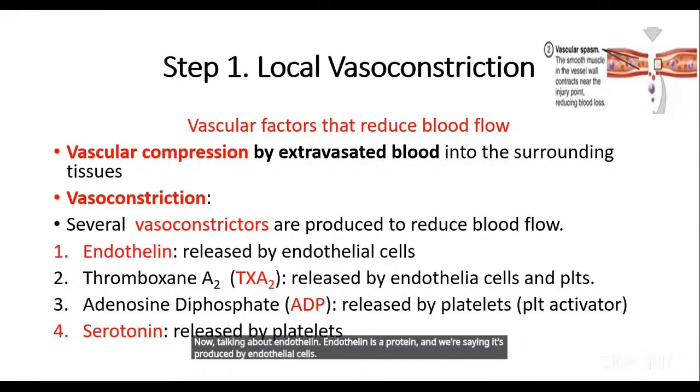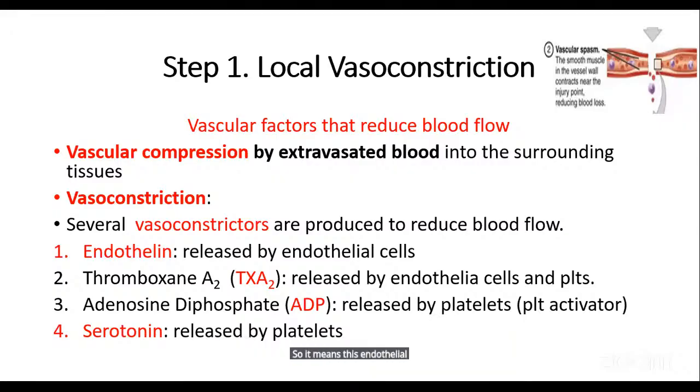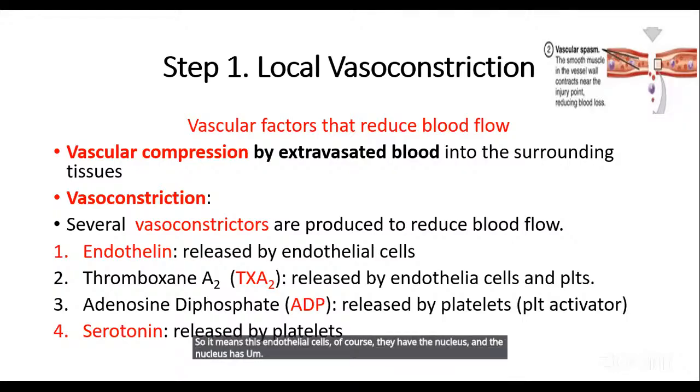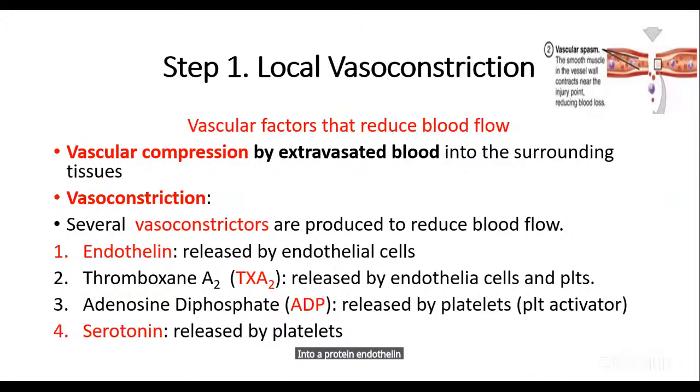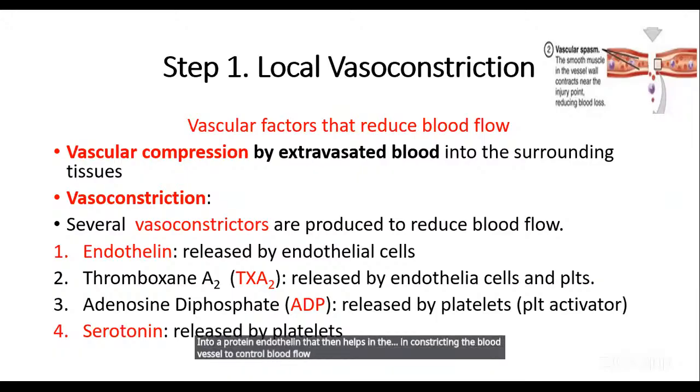So it means these endothelial cells, of course, they have the nucleus, and the nucleus has chromosomes, and the chromosomes have the genes, and the genes are specific. So there is a specific gene in endothelial cells that is able to be transcribed into mRNA and translated into a protein endothelin that then helps in constricting the blood vessel to control blood flow in case of a vascular injury.